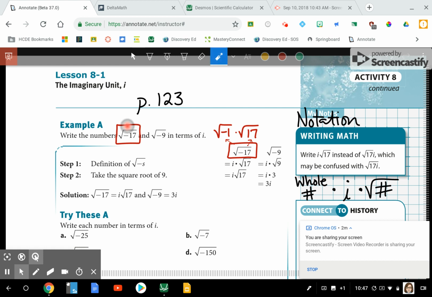First we have the square root of negative 17. Look here, another way to write negative 17 is a negative 1 and a positive 17. We now know the square root of negative 1 is really just i. Square root of 17, if you type that in your calculator, you get a decimal, so just leave it. So it goes i square root of 17. That would be the final. You're done.